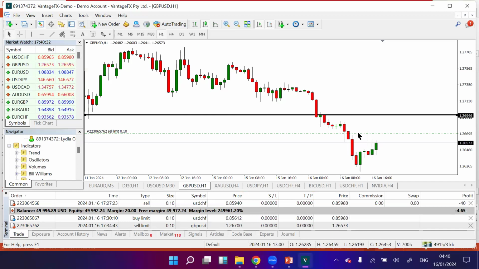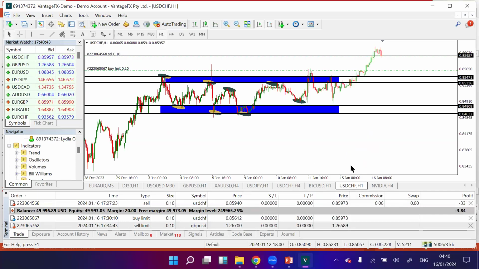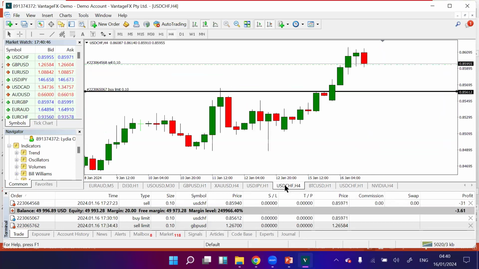So in this case now, we're expecting price to activate here for a sell trade. So what we'll do is set our stop loss and take profits. Let's try that first for USD CHF. USD CHF is a sell trade, so we're expecting it to come down. Our take profit is going to be down, and our stop loss is going to be above. So we'll put our stop loss above here.